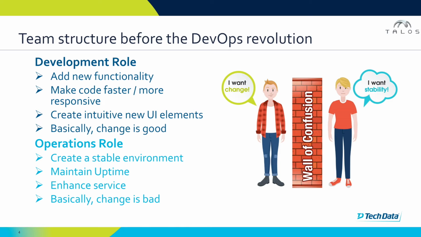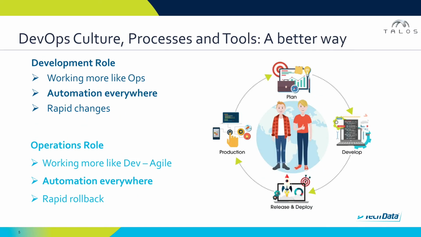And this obviously isn't the right way to do things. It creates animosity between teams. So the idea of DevOps is to bring these two roles together and have development working a bit more like ops, having some kind of responsibility to care about the uptime and the stability of the environment, and having the operations team working a bit more like dev, having everything automated, having the ability to rapidly apply new changes and roll back if necessary, and have these teams working together rather than separately.